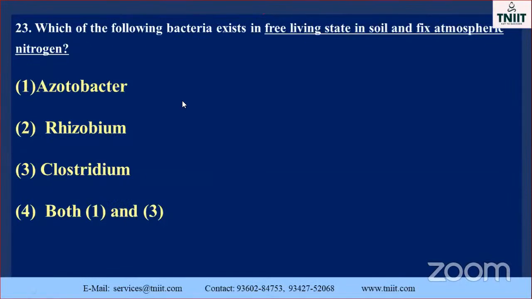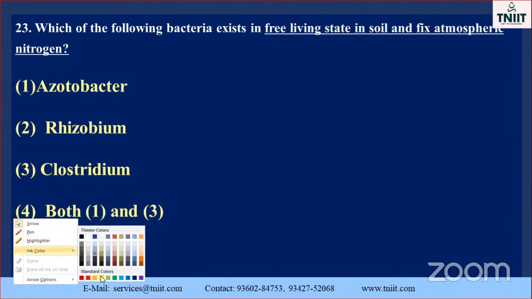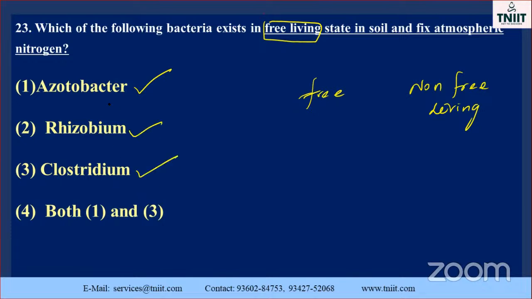Next one. Just read the question, very, very important. Read the question paper, very, very important, my dear students. Which of the following bacteria exists free living in the soil and fixes atmospheric nitrogen? Don't forget, free living and non-free living bacteria, you must note it down. Which one is the correct option? See the options: Acetobacter, Rhizobium, Clostridium. Of these three, Acetobacter is free living.